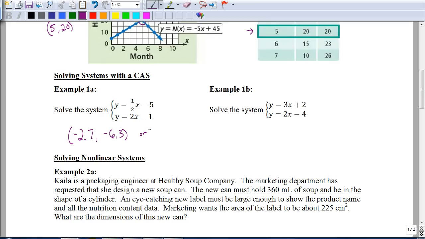So there's two ways you could write your answer. You could write your answer as a coordinate, or you could say x equals negative 2.7 and y equals negative 6.3. So either do it as a coordinate or say separately that x equals negative 2.7 and y equals negative 6.3. Why don't you guys take a second and practice on your calculators. Try graphing these two equations, y equals 3x plus 2 and y equals 2x minus 4. Pause the video and hit play when you're ready to check your answer.